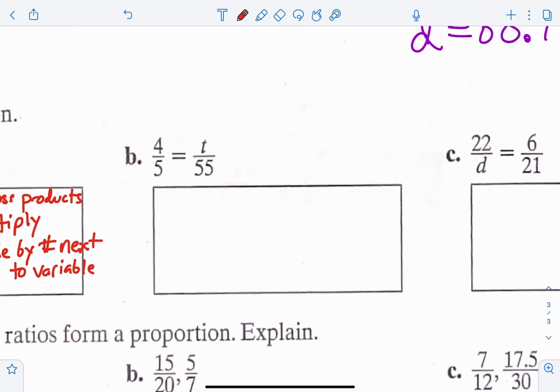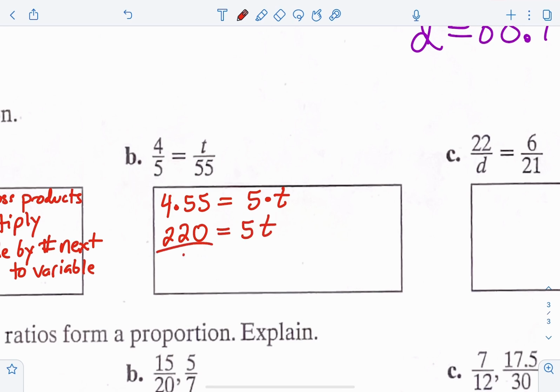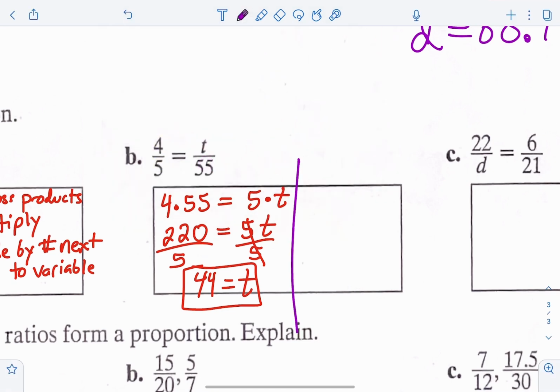All right, so for B, we have 4 times 55 equals 5 times T. 4 times 55 is 220 equals 5T. Divide both sides by 5 so that all that's left is a T over there, and you get 44. It doesn't matter which set you do first. So like if you did 5 times T equals 4 times 55, and then you solved all the way down, so you ended up with T equals 44, they're the same thing.